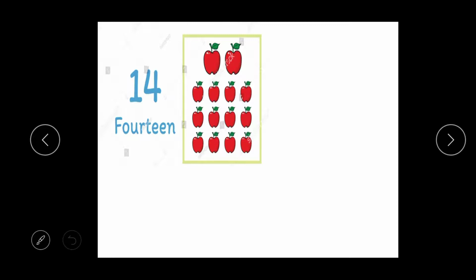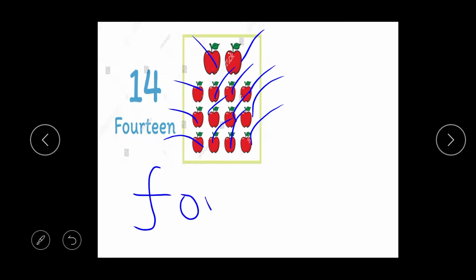Very simple. Just write your 4, F-O-U-R. Then you put your teen, which is T-E-E-N. So let's count. 1, 2, 3, 4, 5, 6, 7, 8, 9, 10, 11, 12, 13, 14. 14. So let's spell our 14.